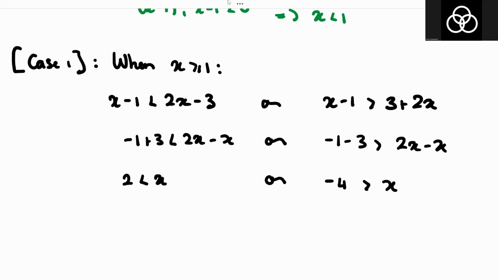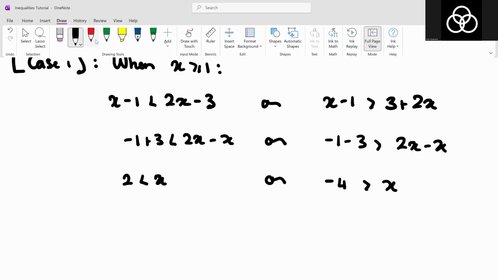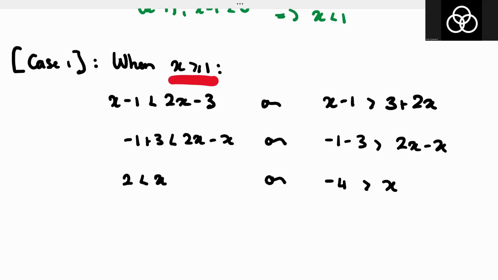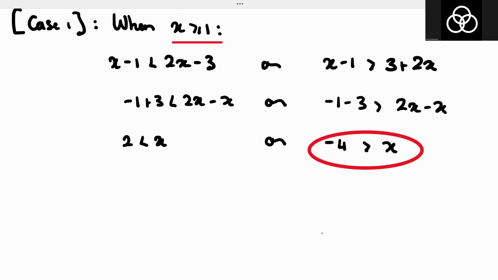But look at this. What is the condition for this case? x must be greater than or equal to 1. So if x must be greater than or equal to 1, how could minus 4 be greater than x? This case here gives a contradiction, which means the only valid contribution for the possible values of x is right here. So from case 1, we have x is greater than 2.